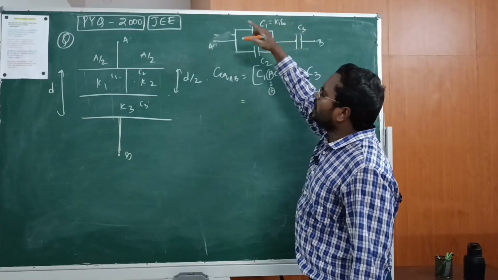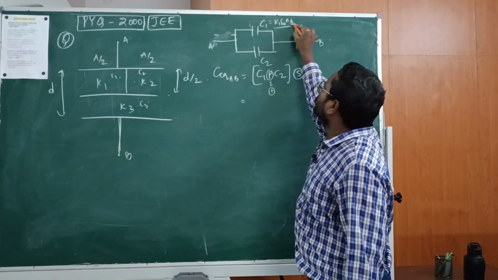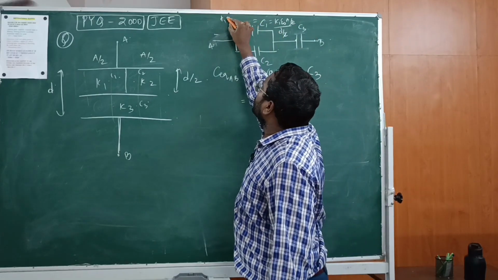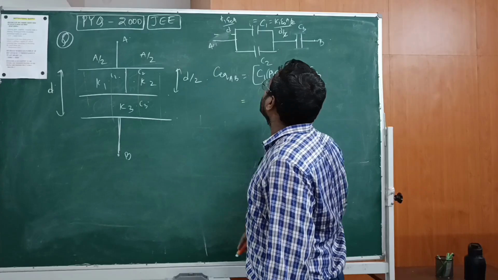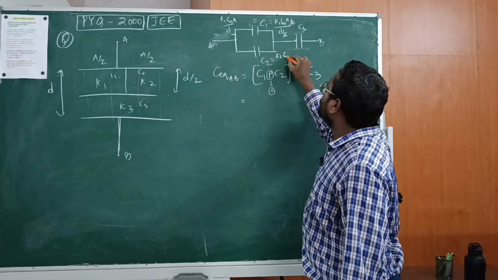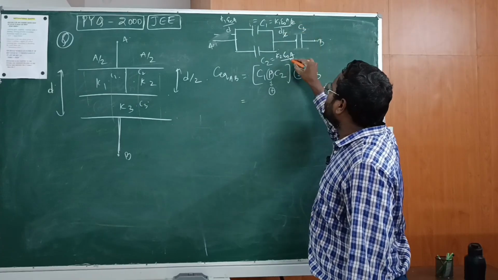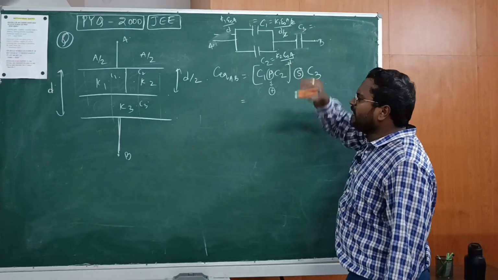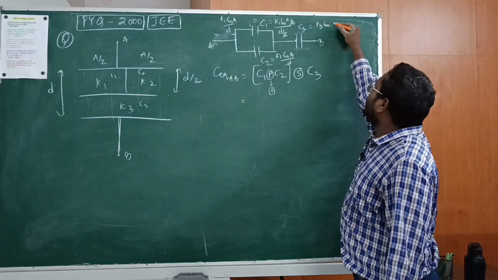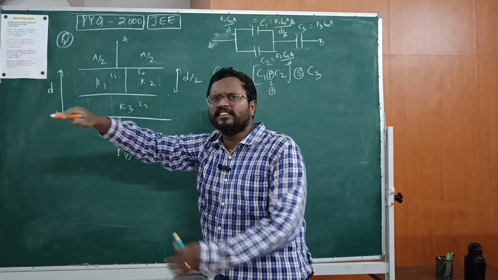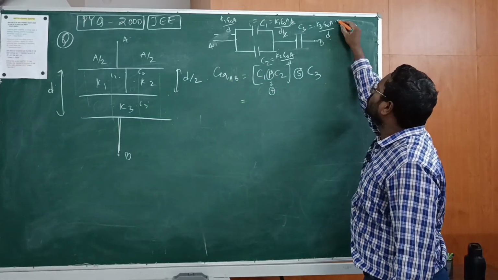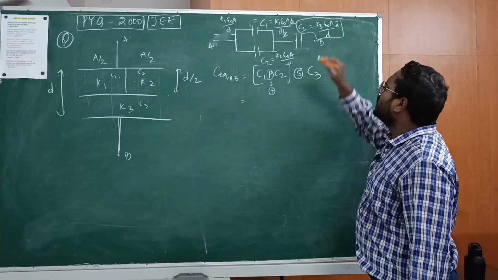What is C1 here? K1 epsilon naught, A here will become A by 2, D here will become D by 2. The 2 gets cancelled, so C1 is K1 epsilon naught A by D. C2 is similar: A by 2, so C2 is also the same, K2 epsilon naught A by 2 by D by 2, that will be epsilon naught A by D times K2. C3 is K3 epsilon naught with the total area, because C3 covers the entire plate, but the distance becomes D by 2, so that will be 2K3 epsilon naught A by D.